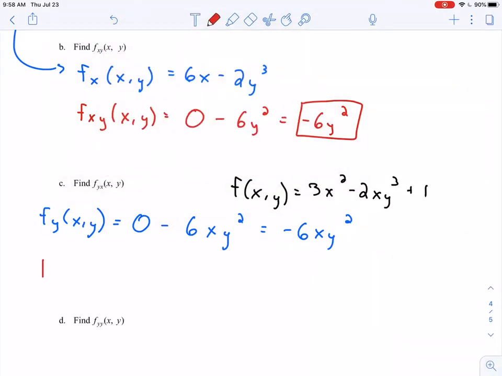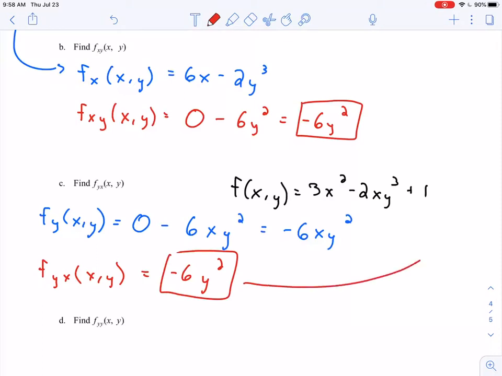Now I'm going to go find the second order. So this is f sub yx. And here I just want the derivative of this guy. There's only one term to work with. So here in this case, I'm going to treat y squared like it's a constant, pretend it's not there. Derivative of negative 6x, it's just negative 6. So negative 6 times y squared. Hey, look at this. Those two are the same.